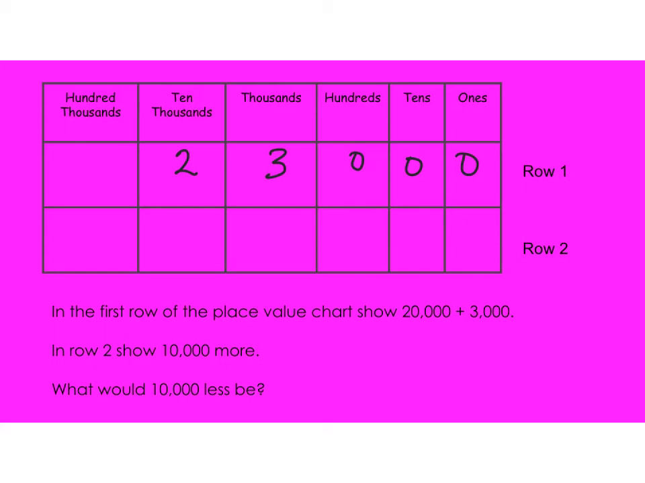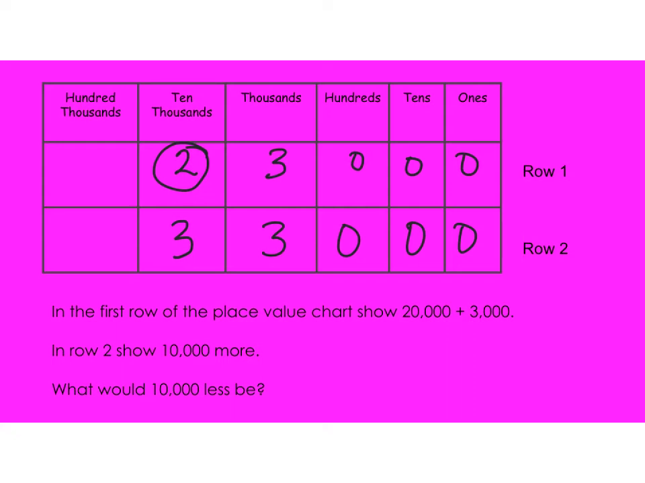Now in row 2, we're going to show 10,000 more. So we're going to go to our 10,000s place value column, and we're just going to see that we have a 2 here, and we're just going to make it 1 higher, 1 more. 1 10,000 more would be 3 10,000s. And then we would just bring down the rest of our numbers in our place value chart to show that this is 10,000 more. 33,000 is 10,000 more than 23,000.